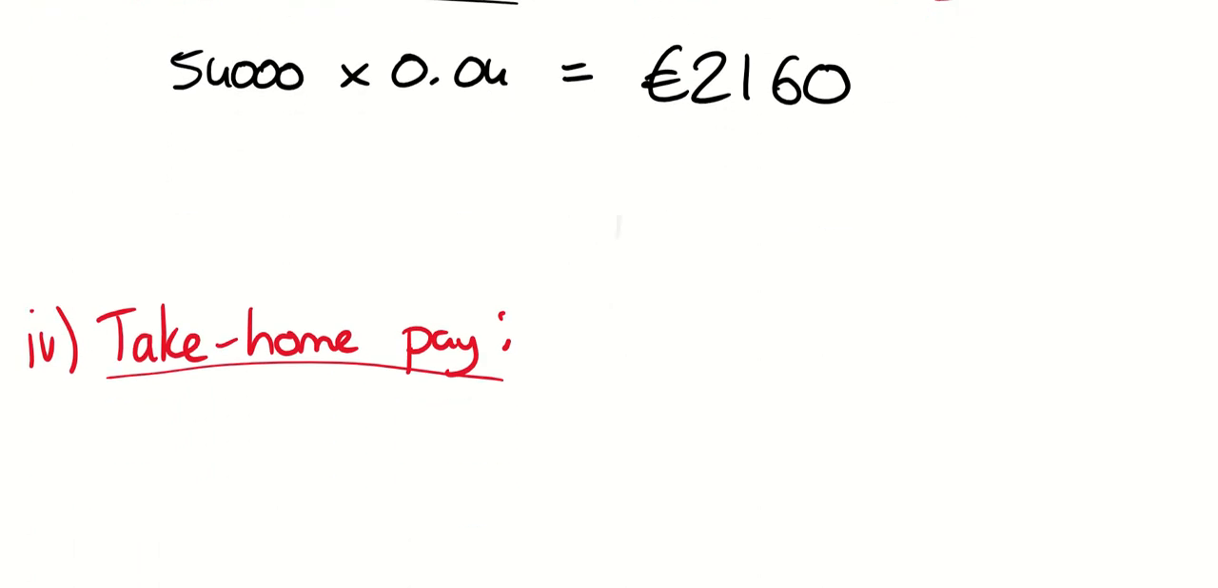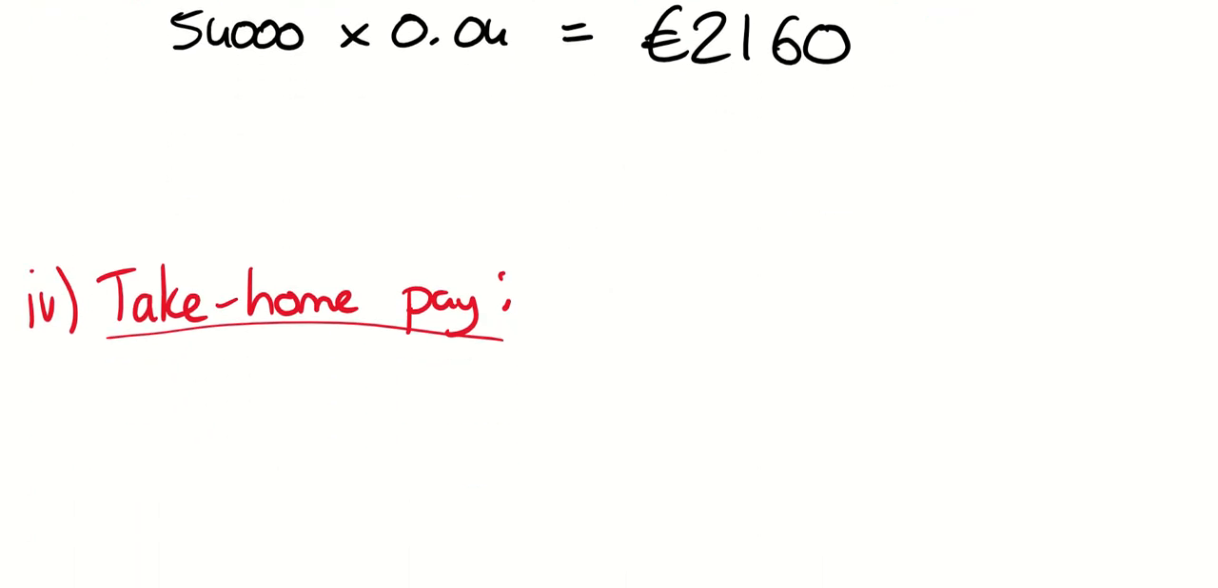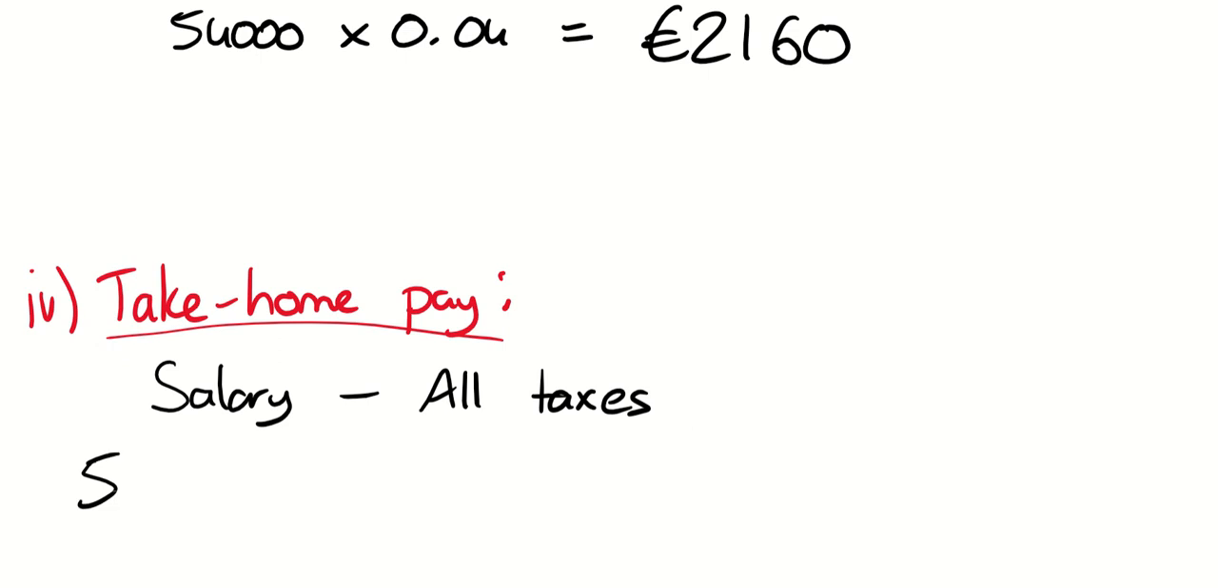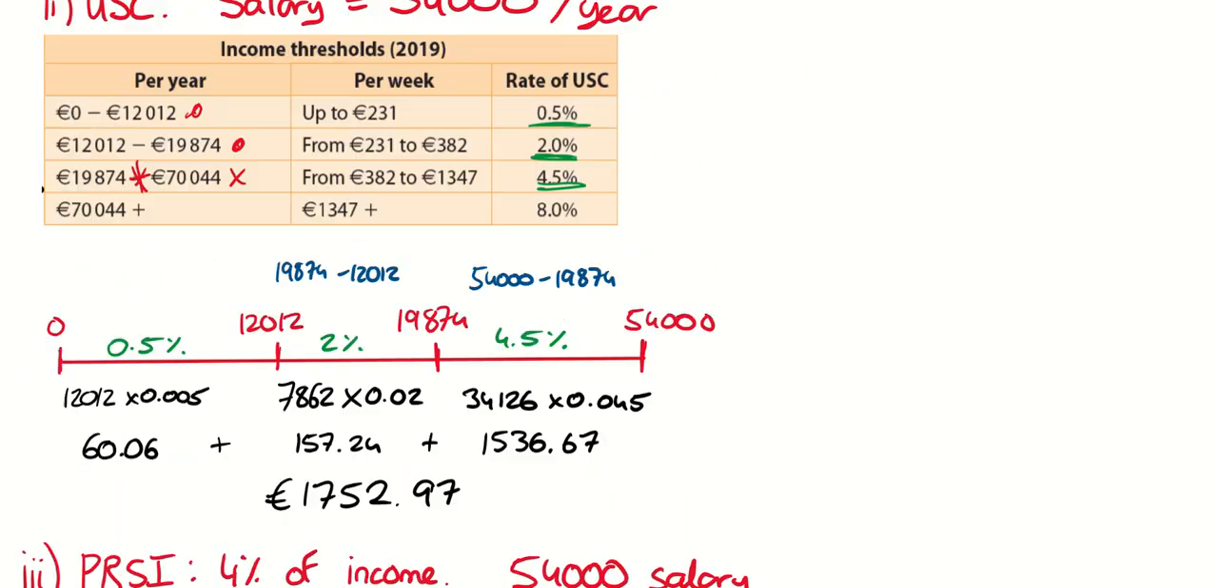Right, so the next thing that it asked us then was what is his take-home pay. Okay, so take-home pay would be his salary. So we had his salary, which was 54,000, minus all the taxes. So we've got 3 taxes in this question, so we've just got to work that out. So his salary was 54,000. Now you've got to subtract the 3 taxes. So you just go back to parts 1, 2, and 3.